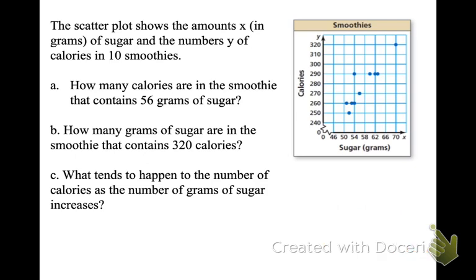All right, so then they give us how many grams of sugar are in the smoothie that contains 320 calories. Okay, Ashley? 70 grams. Right, so this time they give us the output of 320, and I follow it over, and here's my point, and then I go down, and it is 70 grams of sugar. Does that make sense? How is one that has 54 sugar grams, 260 calories, and one that has 54 sugar grams, 290 calories?